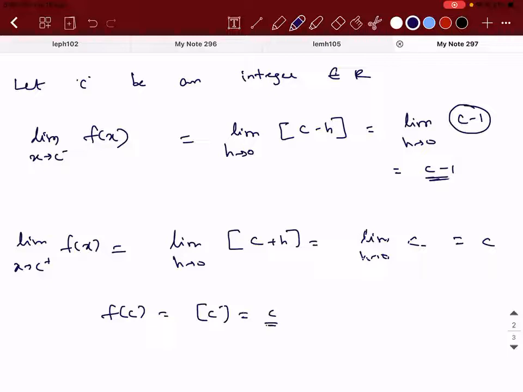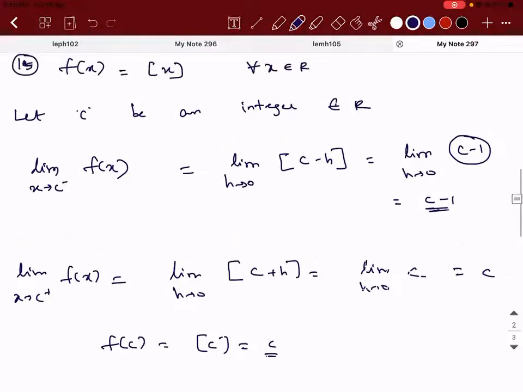Since the left limit and right limit are not equal, it's discontinuous. So since they ask you to discuss the discontinuity, where is it discontinuous? At all integral points. At all integer points, it is going to be discontinuous. That's what I proved. I took c as an integer. Here I end. Right?